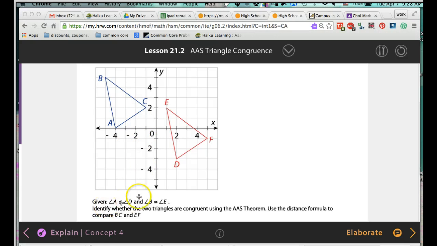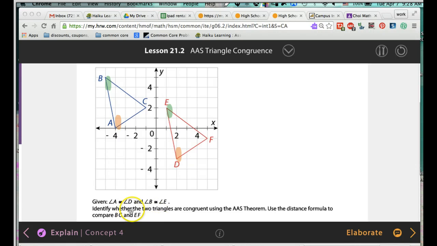And it says given is what? Angle A and D are congruent to each other, that's this angle here and that angle there. And it also says angle B and E are congruent to each other. So these are all angles that measure the same. Green is the same as green. Orange is the same as orange, right?